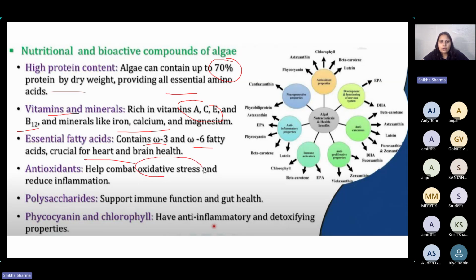They also have good antioxidant properties, so they combat oxidative stress and reduce inflammation. They also have fiber, which supports immune function and gut health. Then they have anti-inflammatory and detoxifying compounds like chlorophylls and phycocyanin. So those are the active compounds.